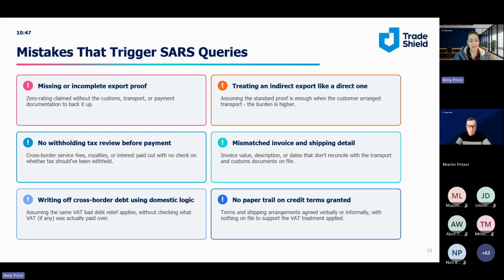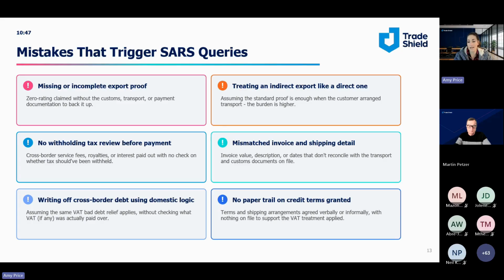So, mistakes that can trigger some SARS queries, which of course we don't want, because that means we start being investigated, and it does take a lot of time. Obviously, hopefully we've got nothing to hide, but it does take a lot of effort from your side. So: missing or incomplete export forms. We want to make sure that we don't have anything missing from a proof perspective. Then, not withholding the tax review before the payment. So we want to make sure that we didn't hold it back before we got payment.